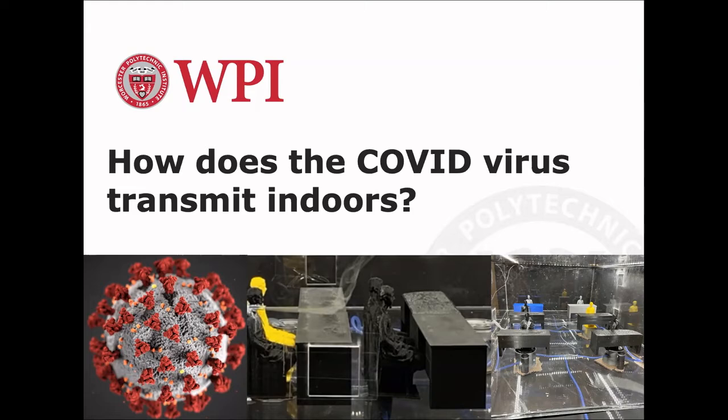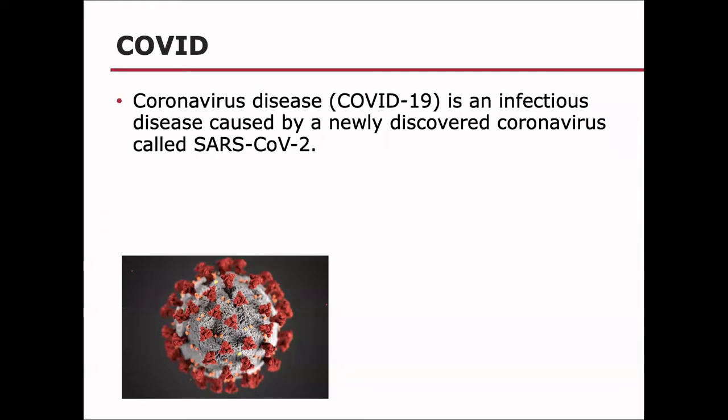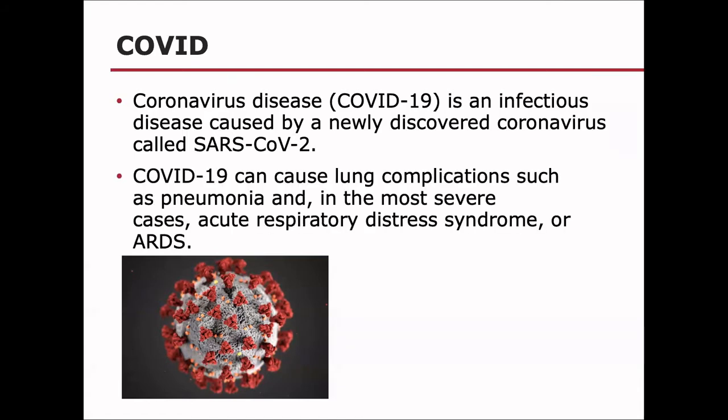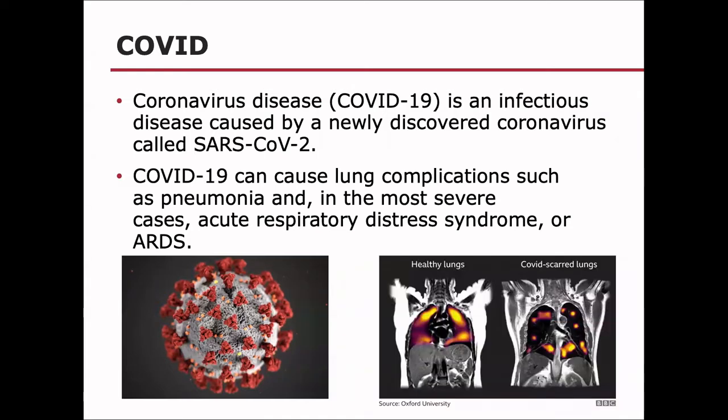In this exhibit, you'll be able to see how COVID viruses transmit inside a classroom. COVID is an infectious disease that is caused by a new coronavirus, as you see in the left bottom image. The deadly virus is very transmissible and it can cause long complications such as pneumonia. The lungs of COVID patients have very dense scarring. In the scarred lungs on the right, there are much larger areas of darkness, representing parts of the lungs that are having difficulty transporting oxygen into the bloodstream.